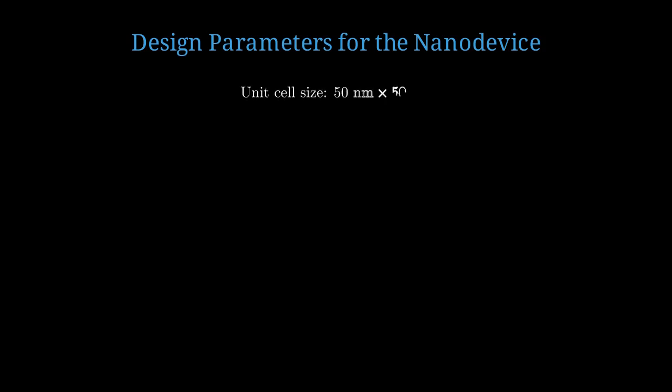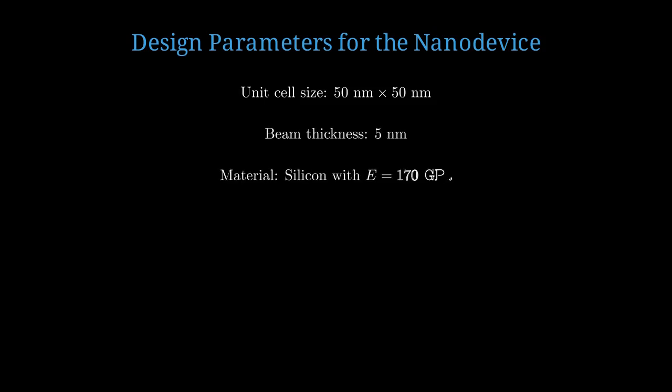Each unit cell is 50 nanometers by 50 nanometers. The individual beams are 5 nanometers thick. We use silicon with an elastic modulus of 170 gigapascals. The effective Poisson's ratio of the lattice is -0.8, which is strongly auxetic. Now let's calculate how much this device expands under a small applied pressure.